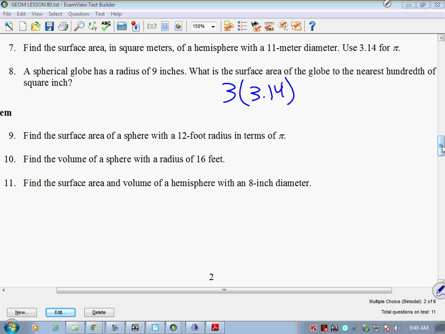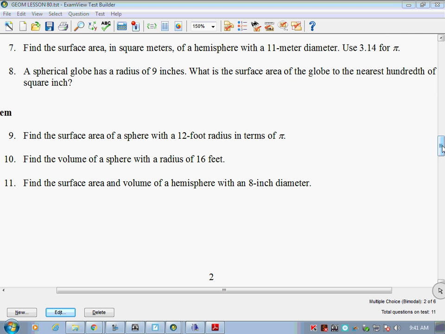So 3 times 3.14, times my radius, which is 5.5. And then we're squaring that, correct? So 3 times 3.14 times 5.5 squared. Somebody give me an answer here. 284 says to the nearest hundred. I got 955, is that right? Meters squared. Okay, we're good there.